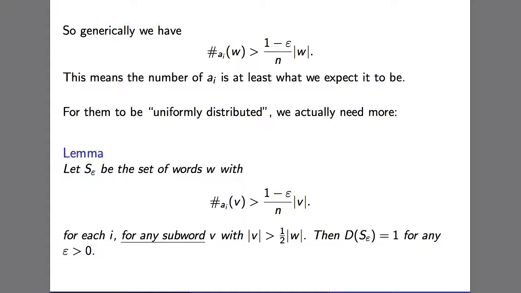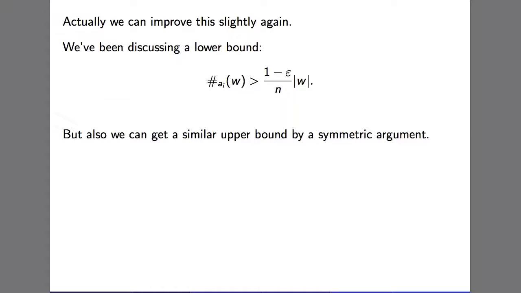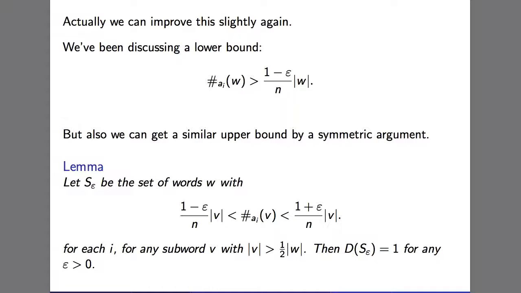All right? So not only do you get the appropriate number of AIs in the whole word, but if you look at any of the subwords of long enough length, you also get the appropriate number of AIs in there. This set also has density 1. I call it S epsilon again because it's similar. And I don't actually care at all about the previous one. This is really the one I want to talk about. Actually, we can improve this very slightly again. We were talking about this lower bound here. Actually, you can get an upper bound for all the same reasons. The statistics on the left side of the distribution are the same as the statistics on the right side of the distribution. So actually, this is a stronger result.